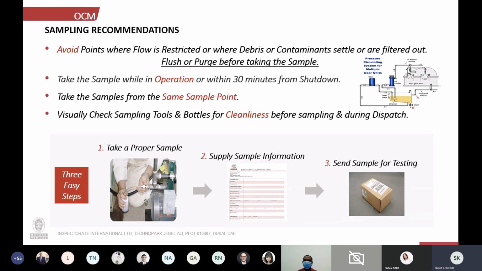So the program for sampling is actually a simple 3 easy steps. You need to take a proper sample. You need to supply all the information regarding the machinery, the oil type, the operation hours or mileages and stuff like that. And you can place it on the label here in point 2, and then dispatch the sample for testing using a safe and proper procedure for dispatch. So there will be no leaks, no losses, or contamination during dispatch.